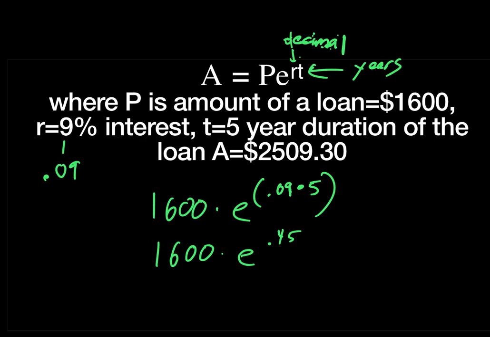0.09 times 5 is 0.45. All right. Then you'll do e to the 0.45, which is somewhere around 1.5, something like that. Let's check. Yep, 1.568312185549. And then multiply by that 1,600. So A should equal 2509.30. Since we're talking dollars, we'll just end our rounding there.